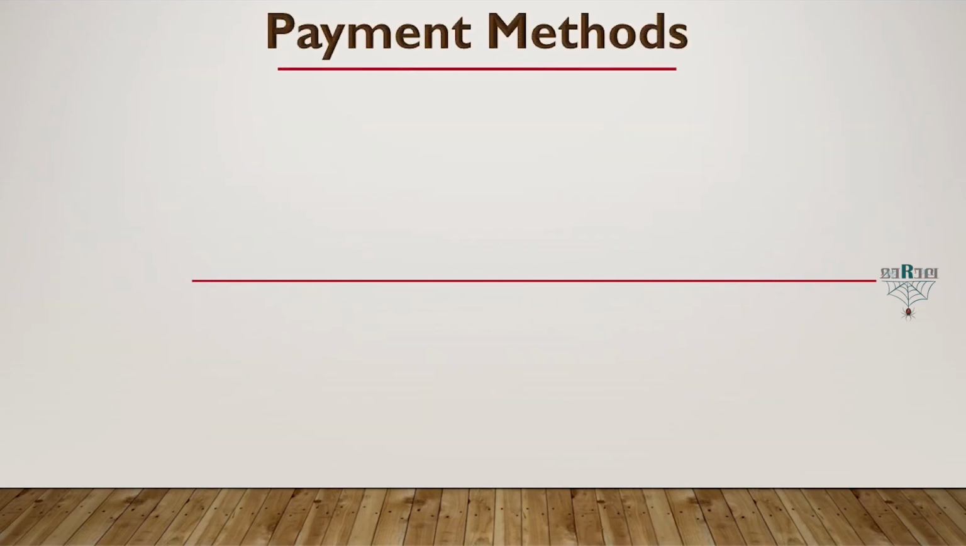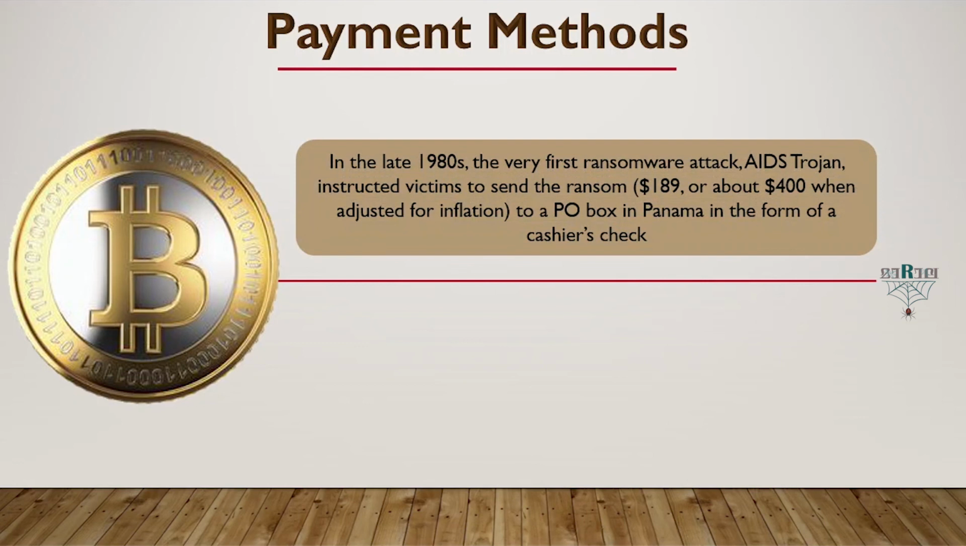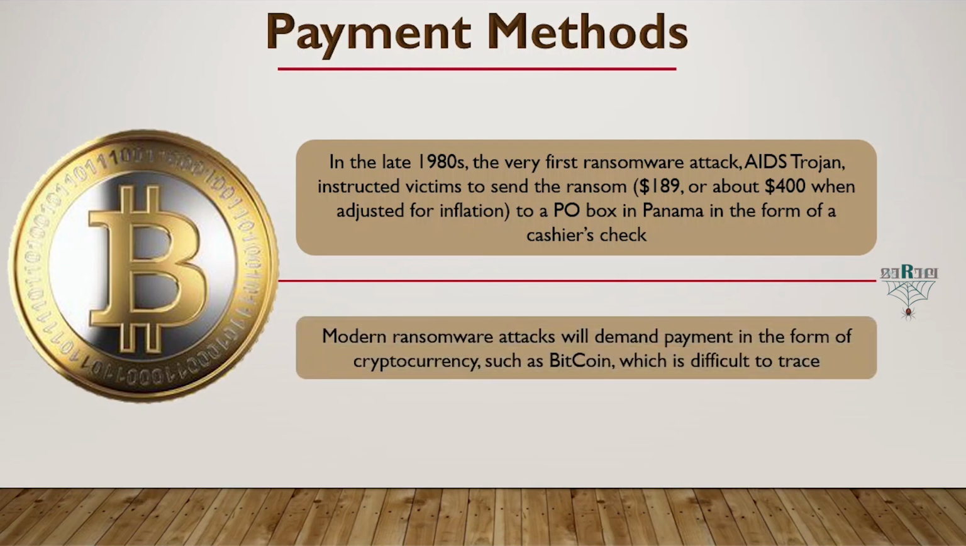Payment method. In the late 1980s, the very first ransomware attacks, AIDS Trojan, instructed victims to send the ransom to a PO box in Panama in the form of a cashier's check. Unsurprisingly, this did not result in very many payouts. Modern ransomware attacks will demand payment in the form of cryptocurrency such as bitcoins, which is difficult to trace.